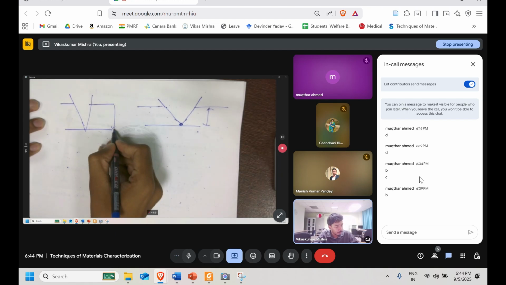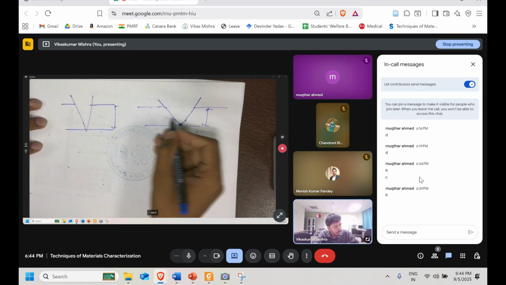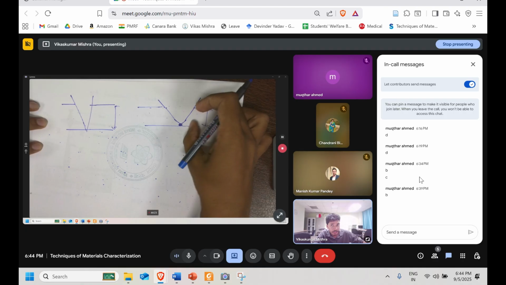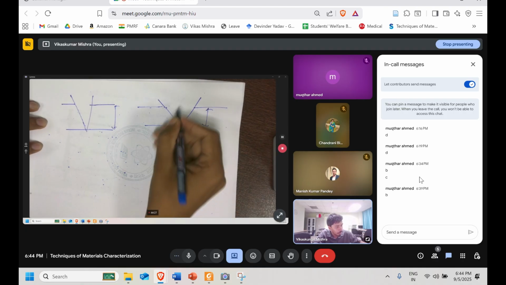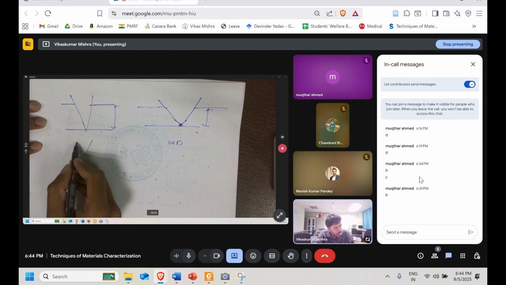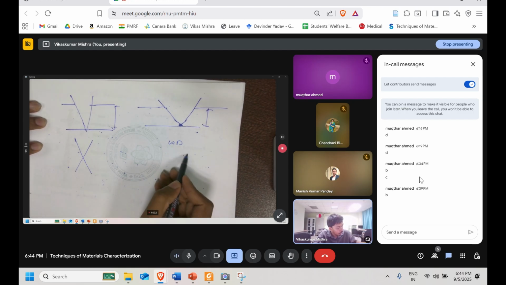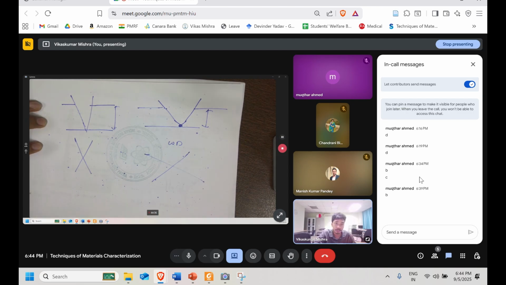This distance was more. Now we can see that as we keep on decreasing the working distance, what is happening to our beam? Initially, let's say it was like this. Now after a while, when we are decreasing it, it is going to be like this. Right? This is how it is changing.